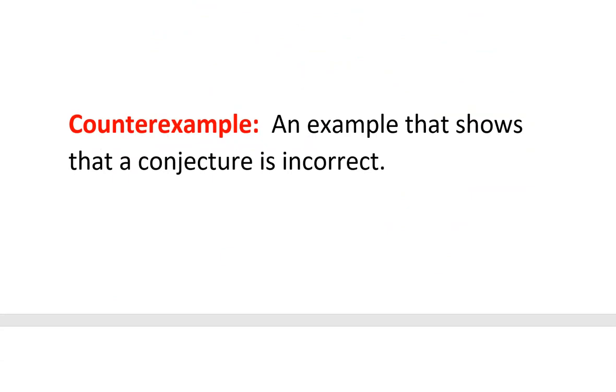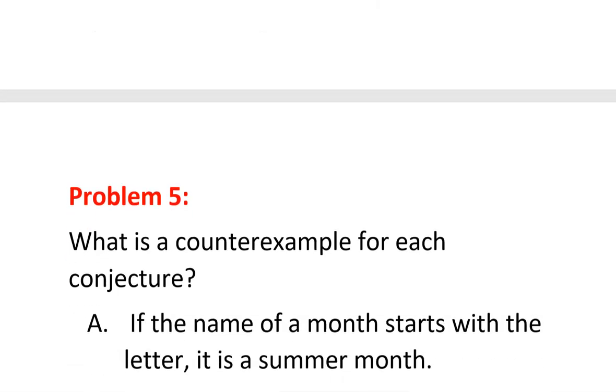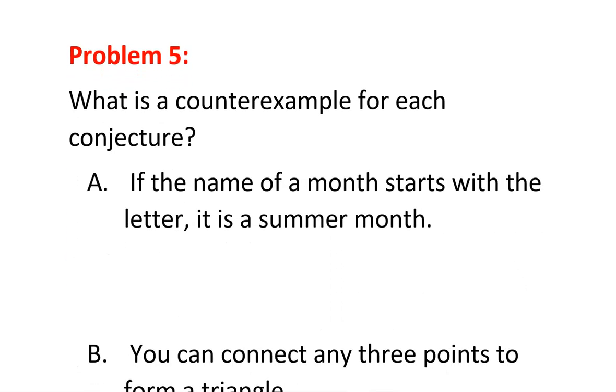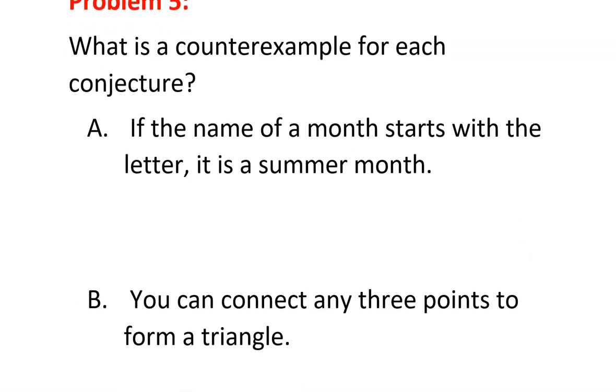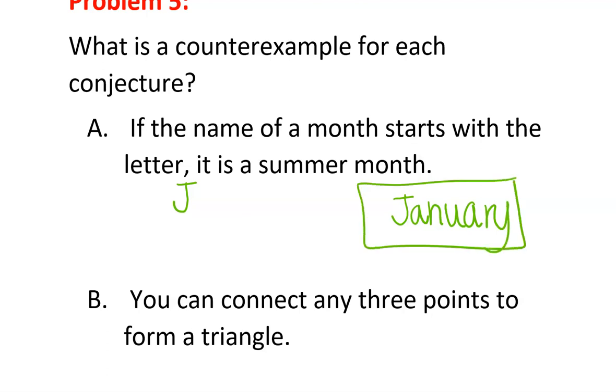Now, what's a counterexample? It's an example that shows that a conjecture is incorrect. So you have to find some example that shows that what you're saying is false. This is probably a little bit harder. What is a counterexample for each conjecture? If the name of a month starts with the letter J, it is a summer month. Okay, so let's think about the months. Well, if we start at January, January starts with a J, and for us, that's winter. So my counterexample is January.